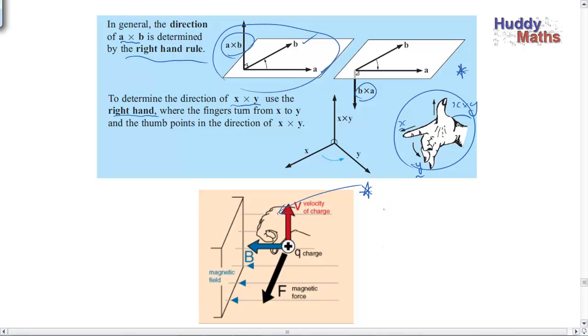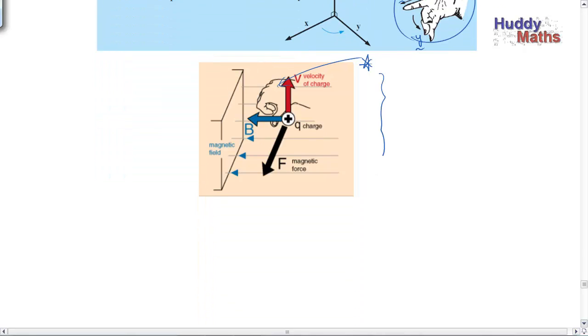Okay, so this one down here I think is B cross Q V, or length B Q sine V, which we'll do later on. So you need that right hand rule. All right, let's go down and do some.